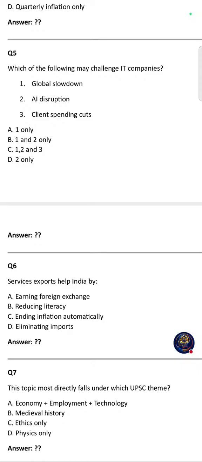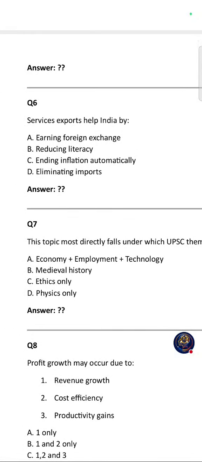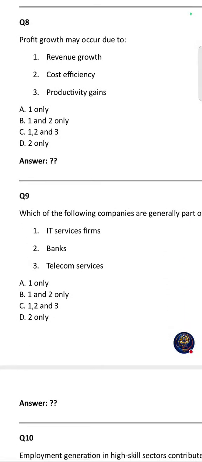Which of the following may challenge IT companies? 1, global slowdown, 2, AI disruption, 3, client spending cuts. All three are correct. Next, service exports help India by earning foreign exchange. Next question, profit growth may occur due to, first, revenue growth, 2, cost efficiency, 3, productivity gain. All three are correct.